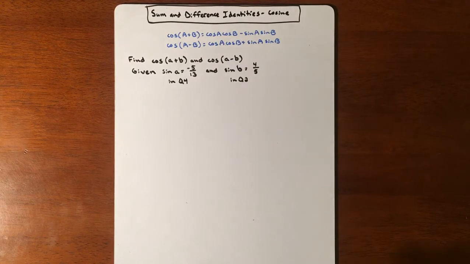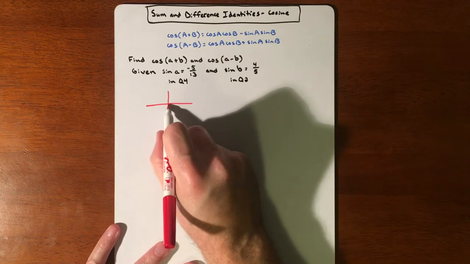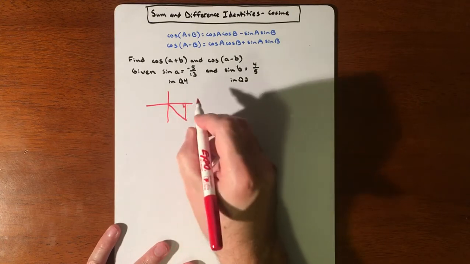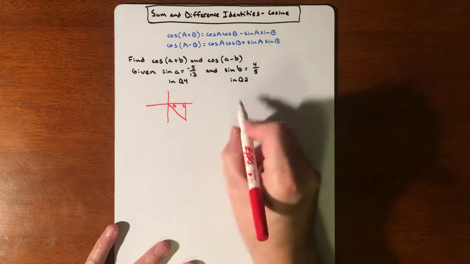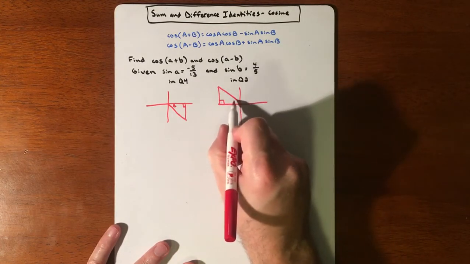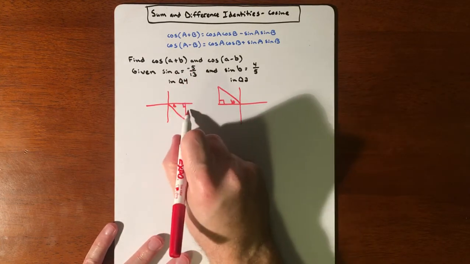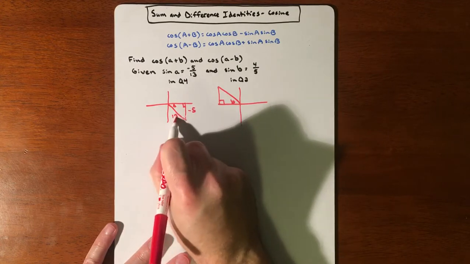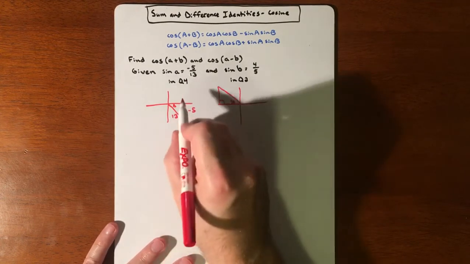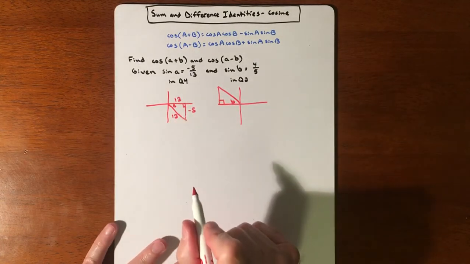All right, so first one is let's draw a picture. We'll draw a triangle in quadrant 4, and this is angle A. We'll draw another triangle in quadrant 2. That's angle B. So for angle A, sine is negative 5/13. And if you do Pythagorean theorem, or you recognize that this is a 5, 12, 13 triangle, we're going to get that length to be 12.